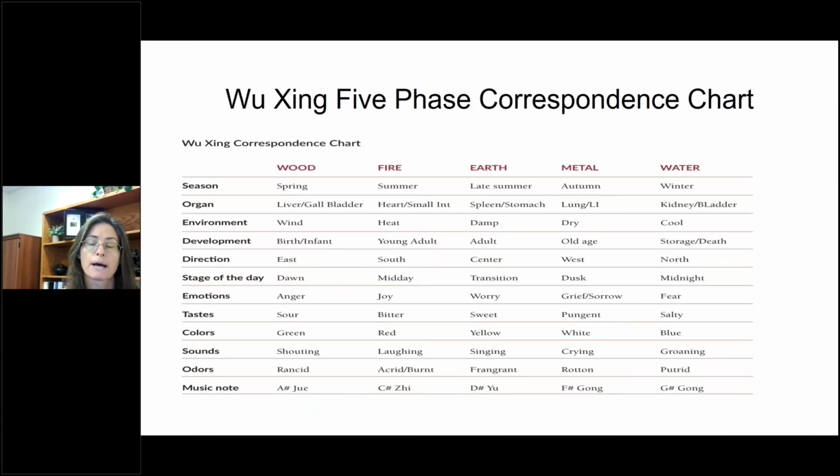This is a correspondence chart of the 5 phases. Wu Xing means 5 phases or 5 forms. If we take, for example, wood, and we look at the season of spring relates to wood. The organ is liver and gallbladder. The environment is wind. The development is birth and infant. The direction is east. The stage of day is dawn. The emotions are anger. The taste is sour. The color is green. The sound is shouting. The odor is rancid. And the music note is A.